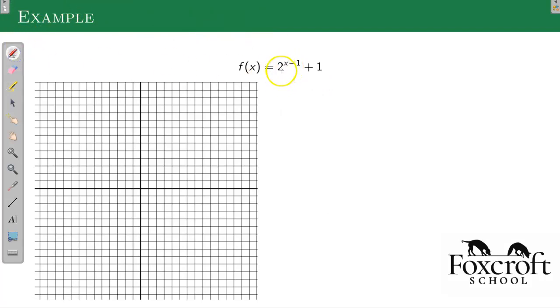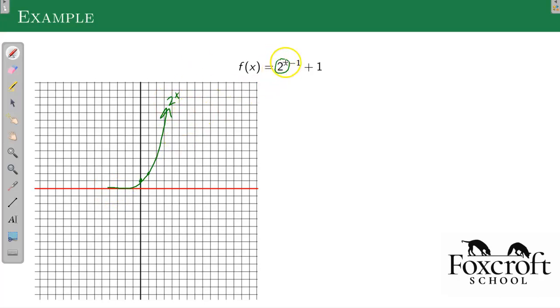So our original parent function is 2 to the x. We ignore the other numbers. What would 2 to the x look like? It would have a horizontal asymptote. This is supposed to be dotted, but it's a lot quicker for me to just draw a flat line. So it would have this asymptote here. It would have 0, 1, 1, 2, 4. It levels off to the left and shoots off to the right. So this is just 2 to the x.